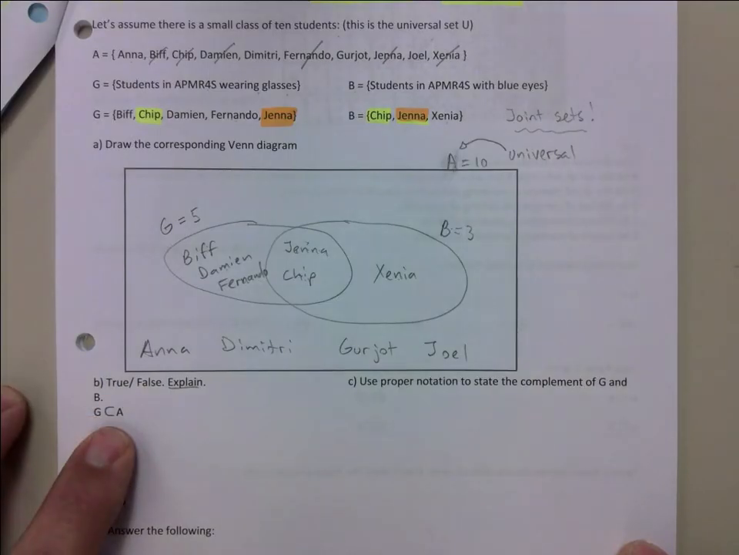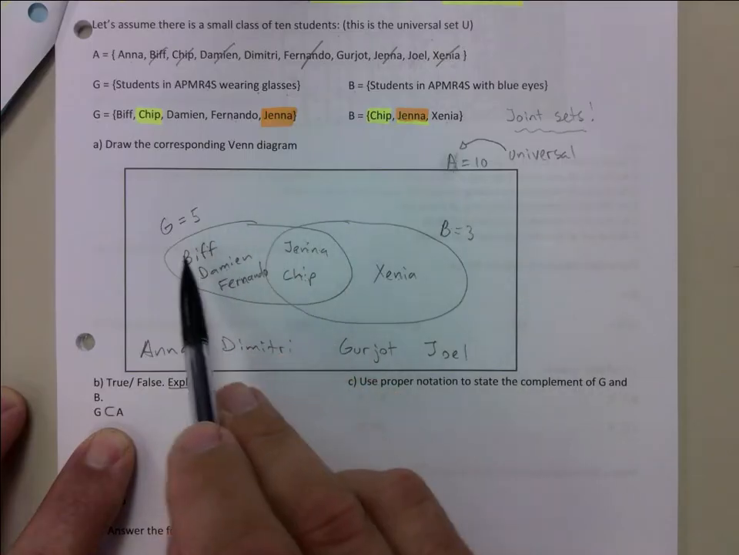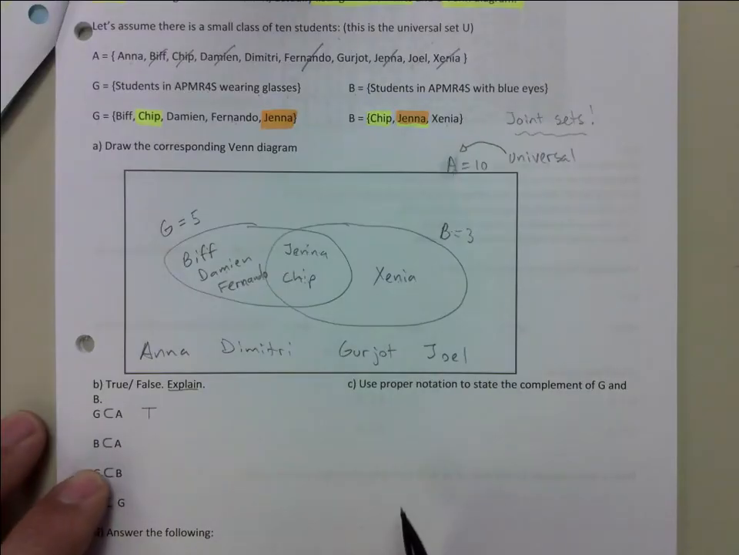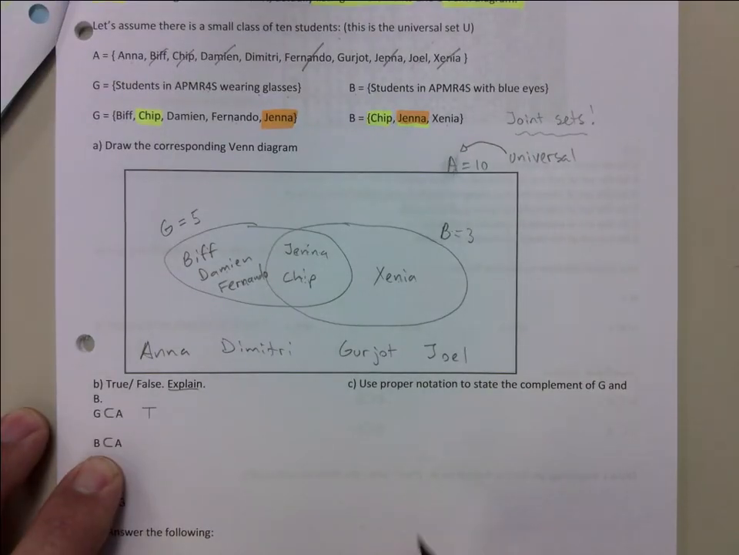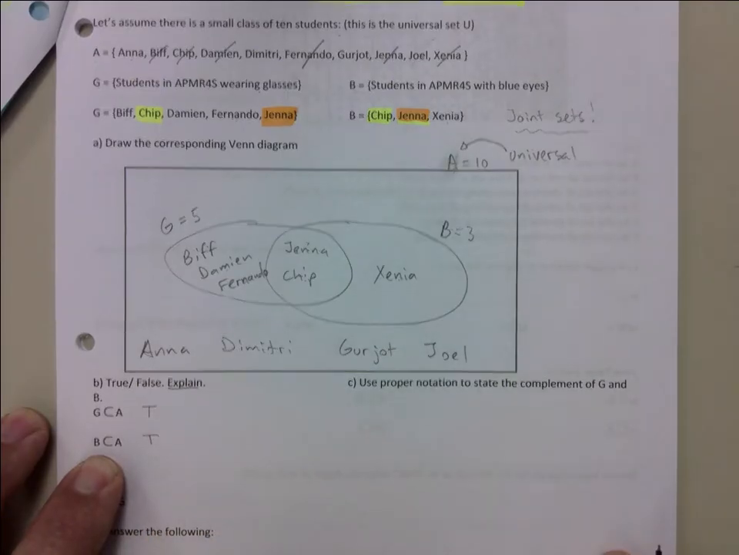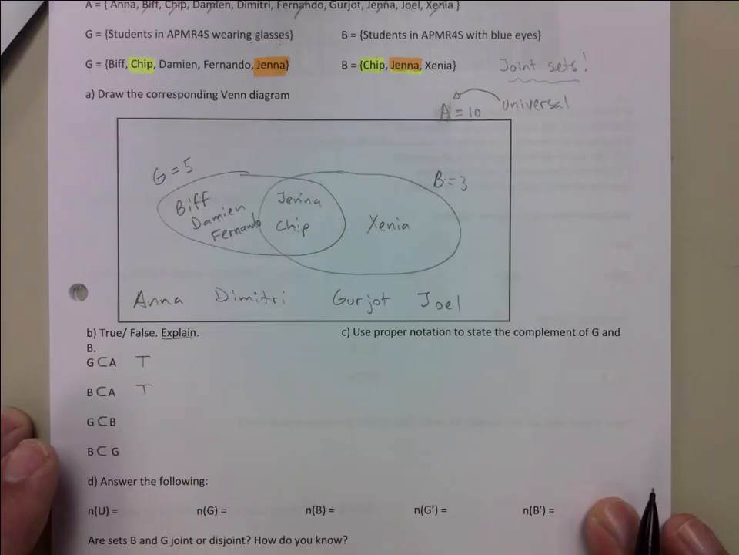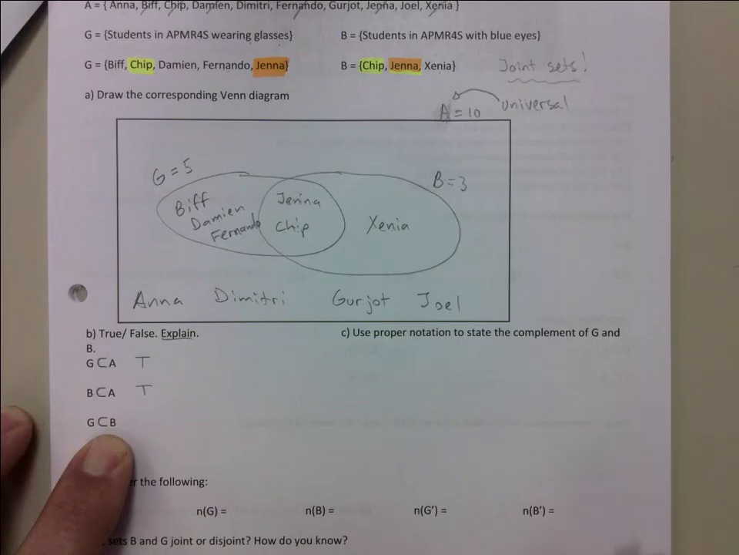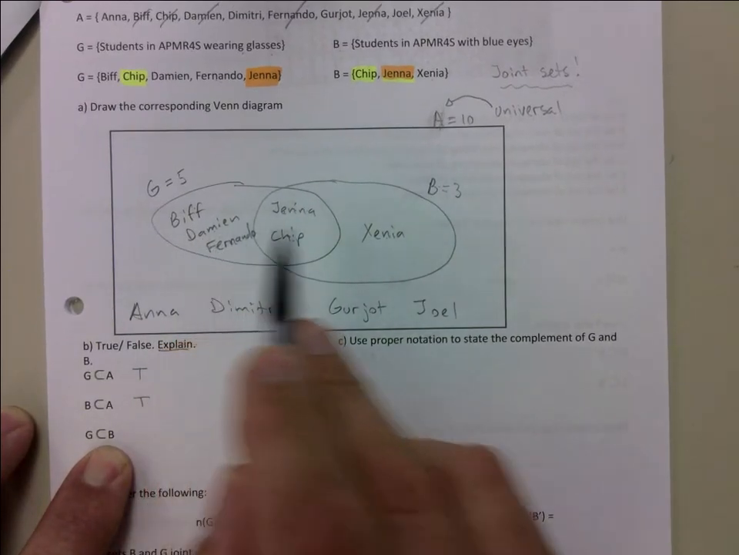So now let's do this again. Is G a subset of A? Yes, because all of the elements in G are also part of A, so this is true. Is B a subset of A, my universal? Yes, it is true. Is G a subset of B? That is false. Okay, G is not a subset of B.